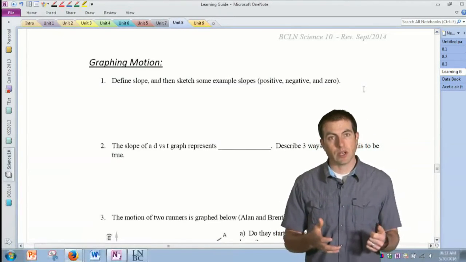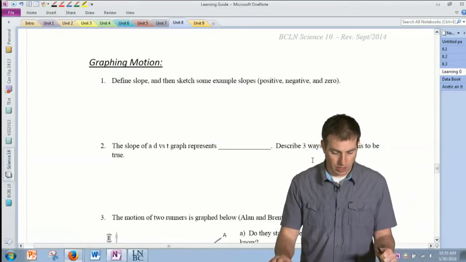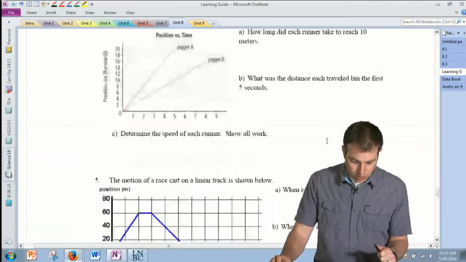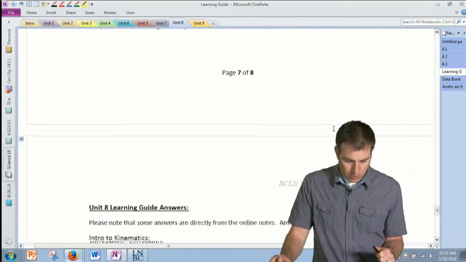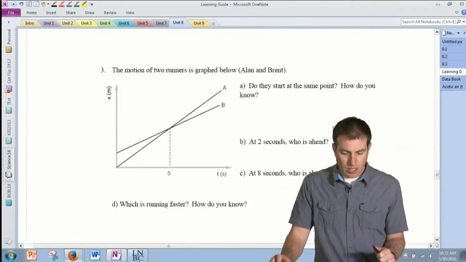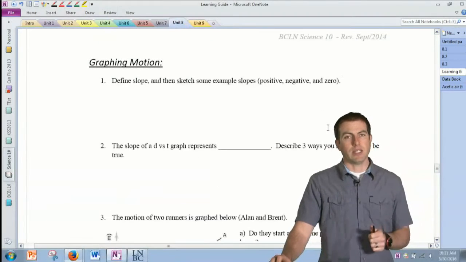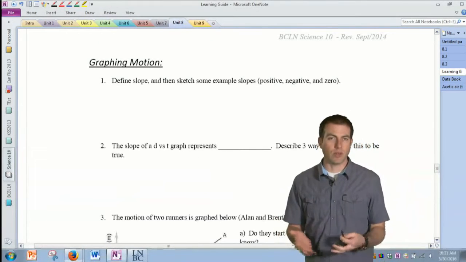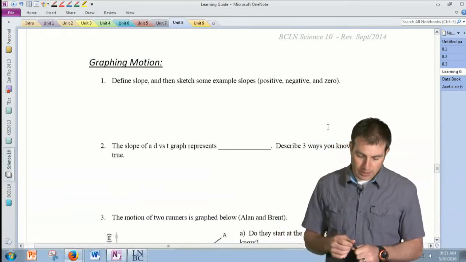The questions here from the learning guide are all talking about position time graphs or distance time graphs until you get to question number 5. No. Yeah, they're all position time graphs. So I didn't mean to confuse you by showing you a velocity time graph. I just wanted to show you why it was so important that we know what the difference is, just so you don't forget about it.